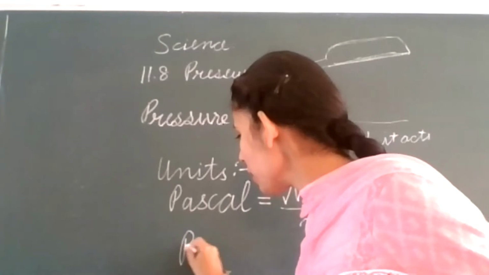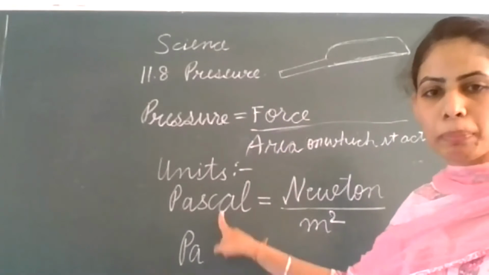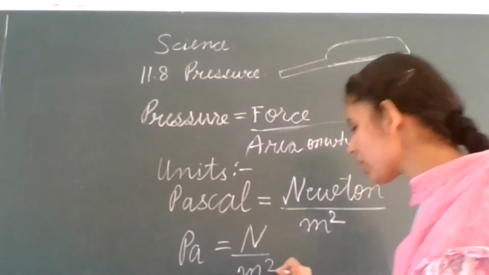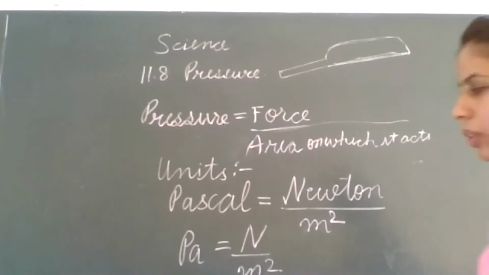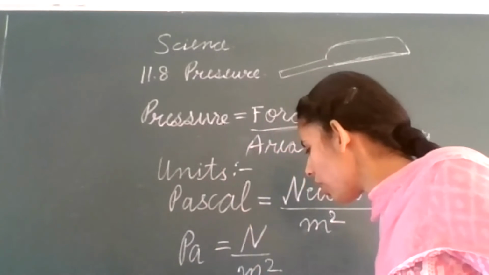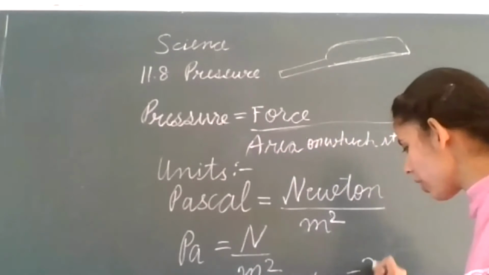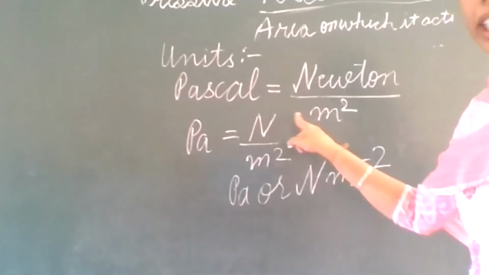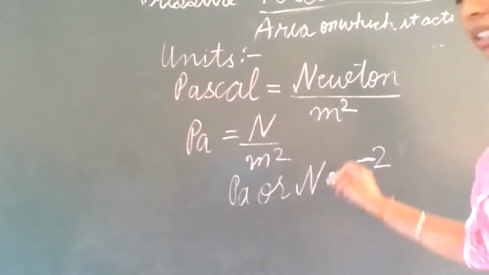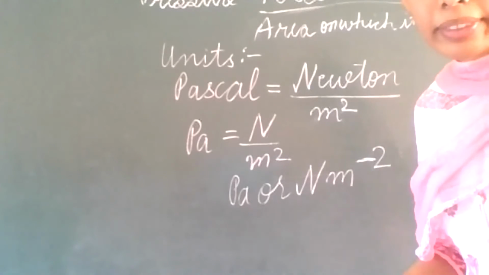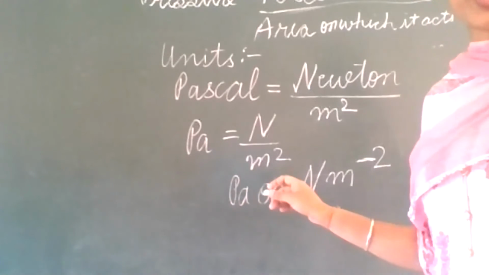So we can write P. We use Pa for Pascal and N for Newton, and then it is meter square. So you can also write the units of pressure as Pascal or Newton per meter square. Here the power is -2, because it is in the denominator. When we take it in the numerator, then the power becomes minus. Okay, clear? The units of pressure are clear to you all?